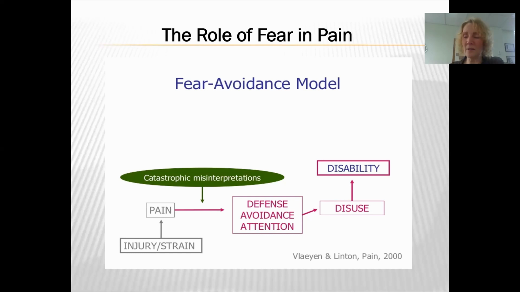But there can be catastrophic misinterpretations. That's a term that psychologists like to use when it comes to the fear avoidance model. So you catastrophize what would happen if something caused more pain for you, or if you were feeling more pain.